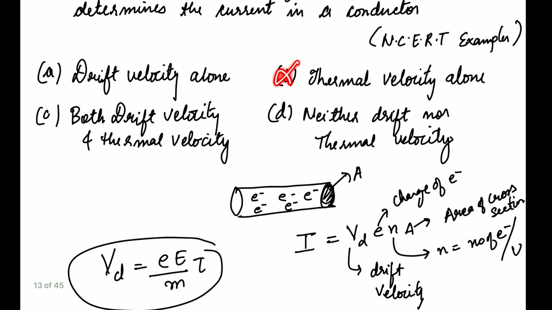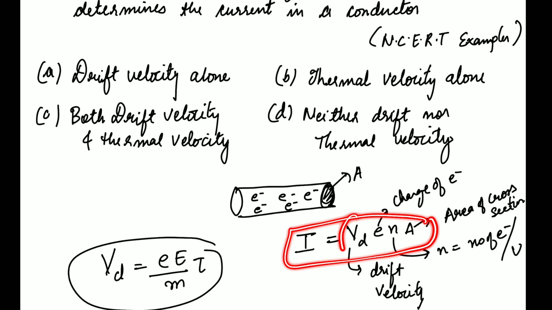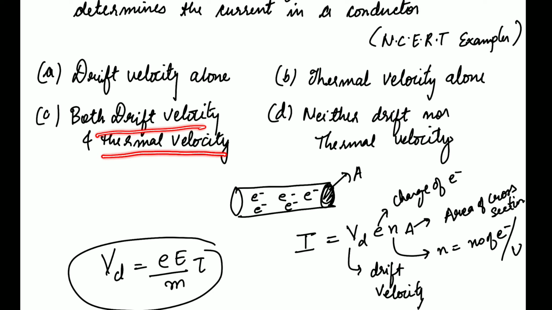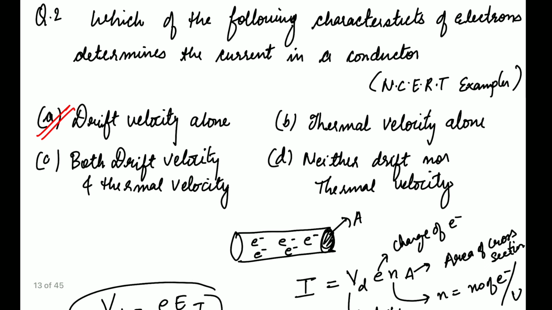So thermal velocity will not be the answer. Drift velocity is there, we have derived the formula, it is there in the current equation. So current depends on drift velocity. Thermal velocity, on which the current does not depend much. Both drift velocity and thermal velocity, not both, but drift velocity can be the answer. Neither drift velocity nor thermal velocity, this is also not the answer. The answer is that it depends upon the drift velocity alone. I hope that is understandable, right?